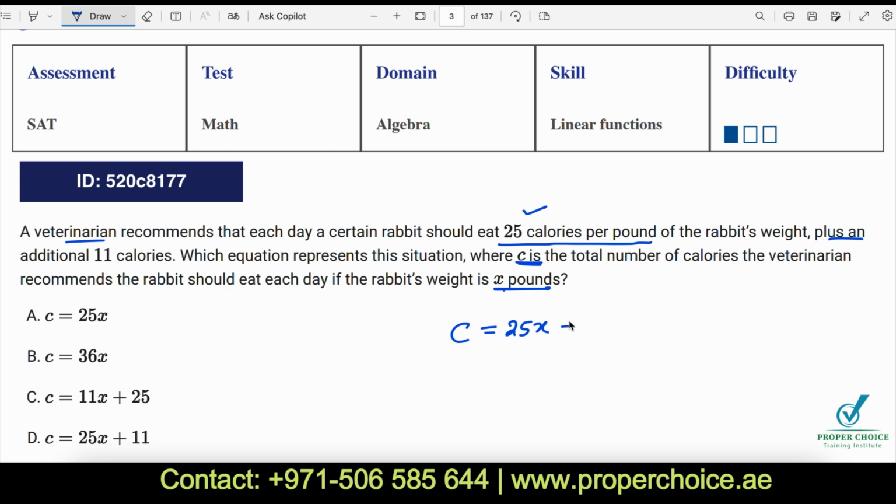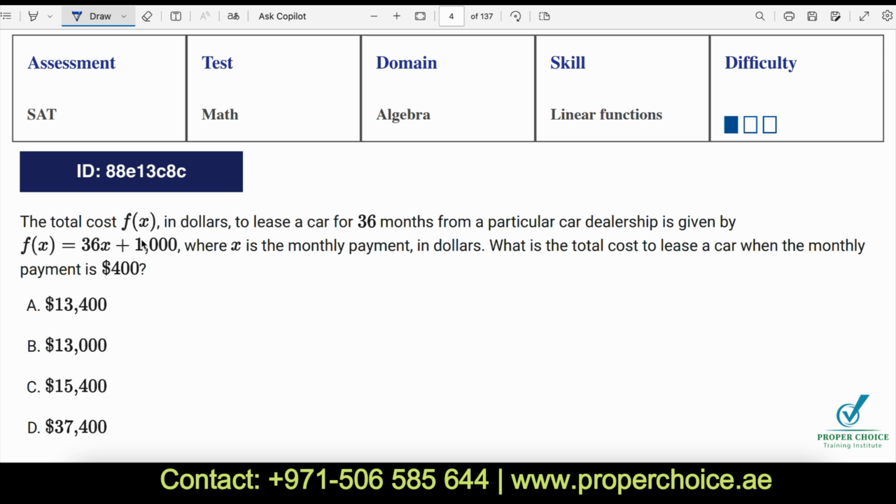So this value plus 11 gives me the right equation, which is what we are supposed to choose. That is option D.